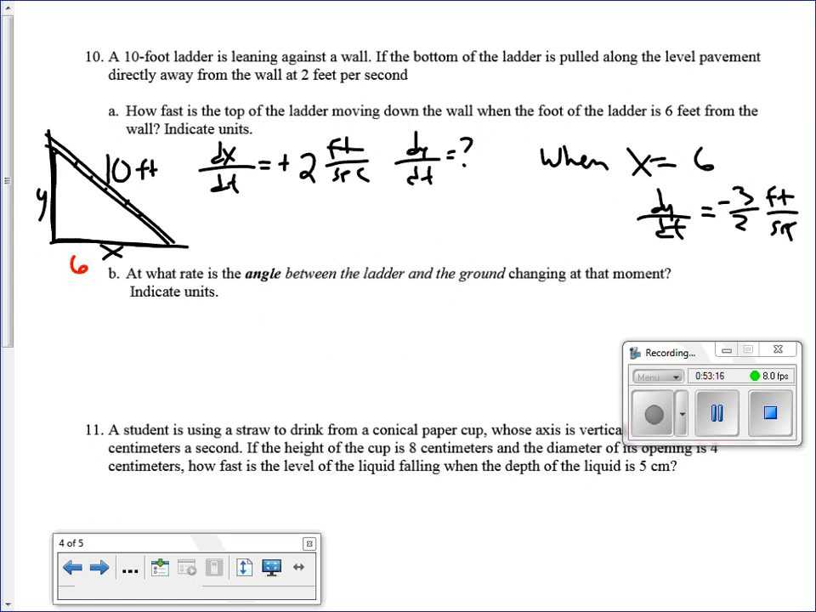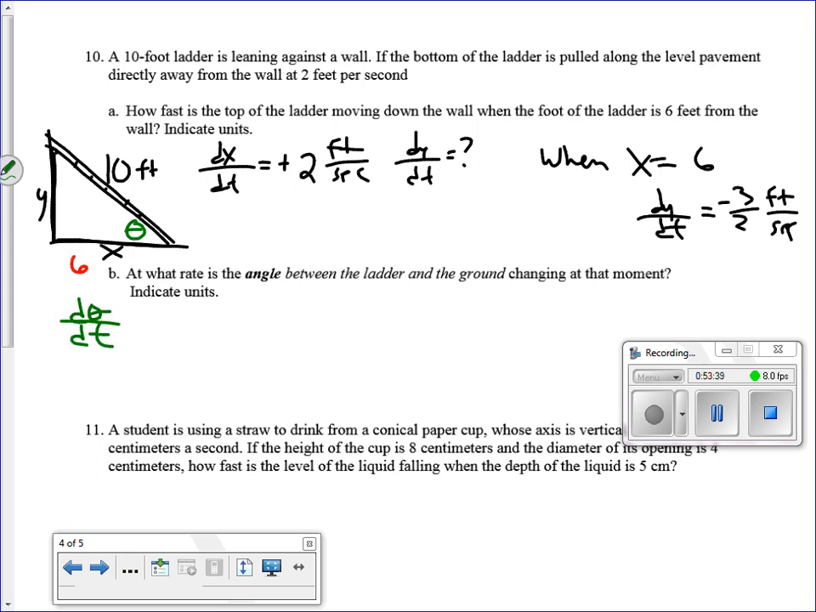Okay. Now they're saying this ladder is sliding down. At what rate is the angle between the ladder and the ground, so that would be this angle in here, which I'm going to name theta, changing at that moment? So what we're looking for in part B is d theta/dt.